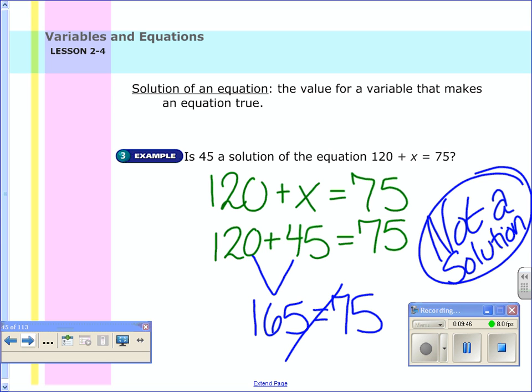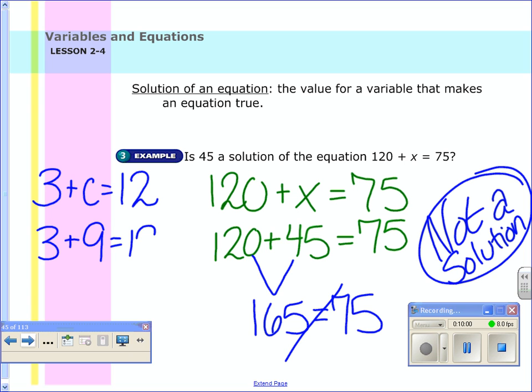So that's what you get for number 3 here. And again, we can try with different things. If I said 3 plus c is 12, well, let's see. I could say 3 plus, what gives me 12? Well, 9. So 9 would be considered a solution. But any other number wouldn't, because nothing else really gives you that.